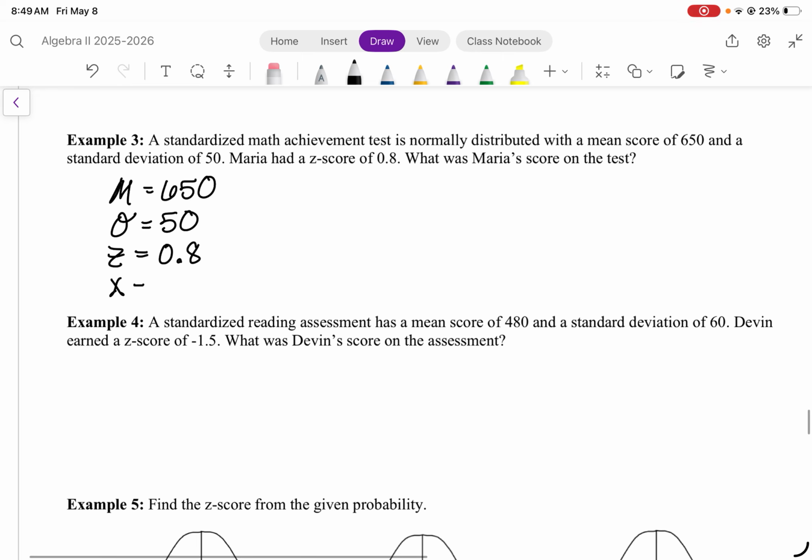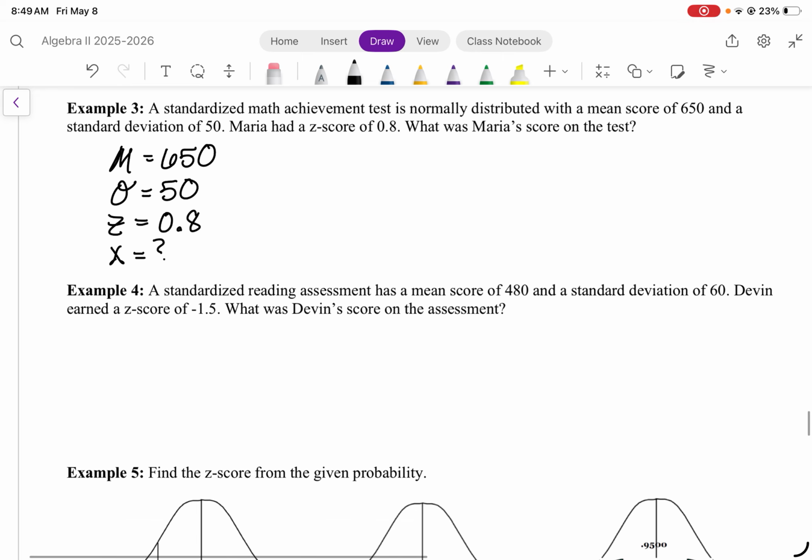And those scores are what our x values are. So right now we don't know what x is, but we know our z-score, standard deviation, and our average, or our mean score. So we are going to set it up in our formula that you do need to have memorized. So z equals x minus our average over our standard deviation.